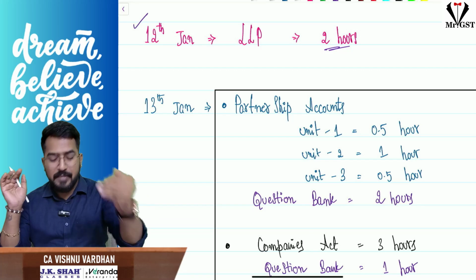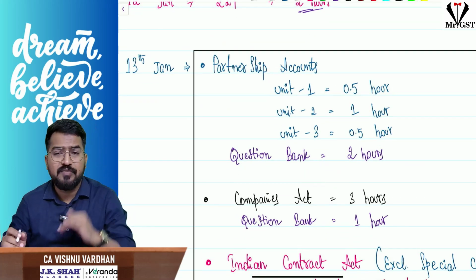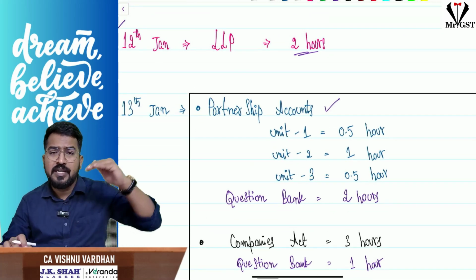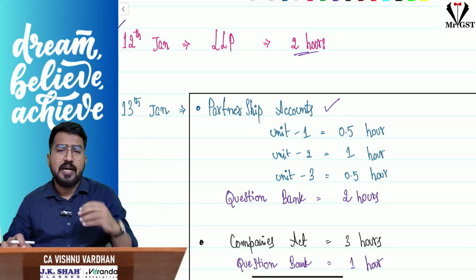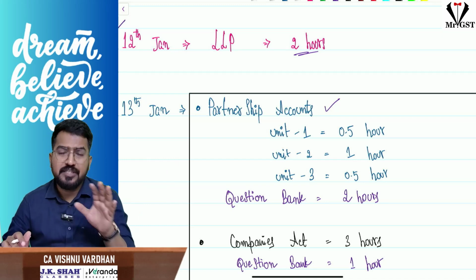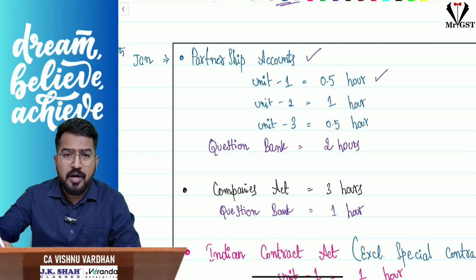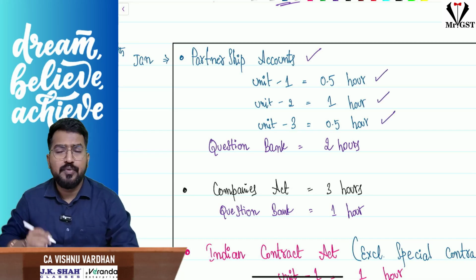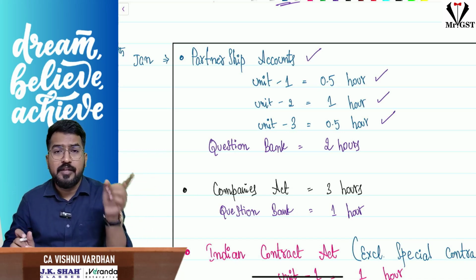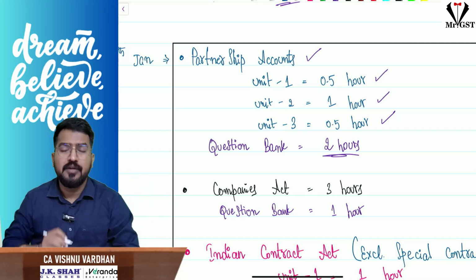Next day morning, please get up and start your preparation of other topics. First, you should take Partnership Accounts. Follow this order so that you easily cover more things, and of course the more weightage will be covered for your exam. For Partnership Accounts there are 3 units: Unit 1 half an hour, Unit 2 1 hour, and Unit 3 half an hour. In total you should spend 2 hours here, reading not just the theory part but also the question bank.